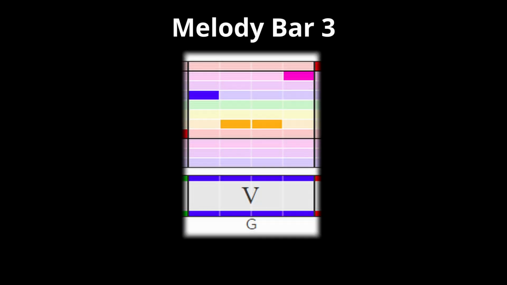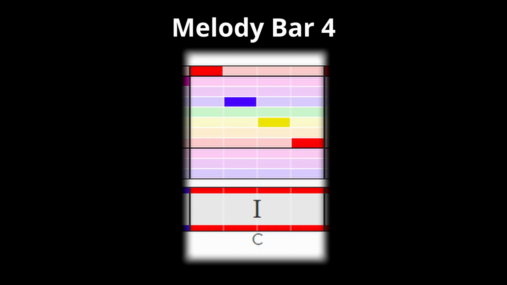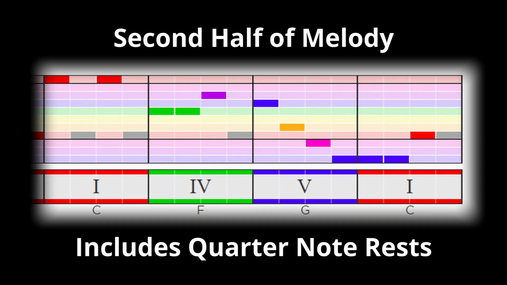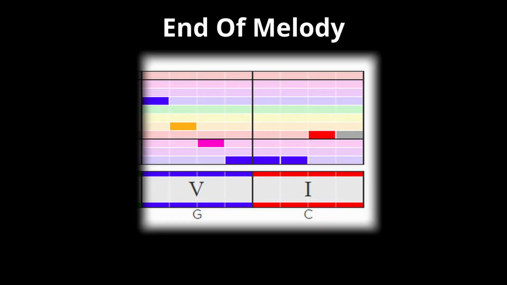The 3rd bar will start at G, come down to D, and then leap up to a higher B note. This leads us back to the C chord and the C note, but we are an octave higher than before. We will then descend the arpeggio to the original C note. In the second half of the melody, we will introduce quarter note rests and use the techniques already discussed. We then come down to a shared G note between the G and C chord before ending the melody on C.